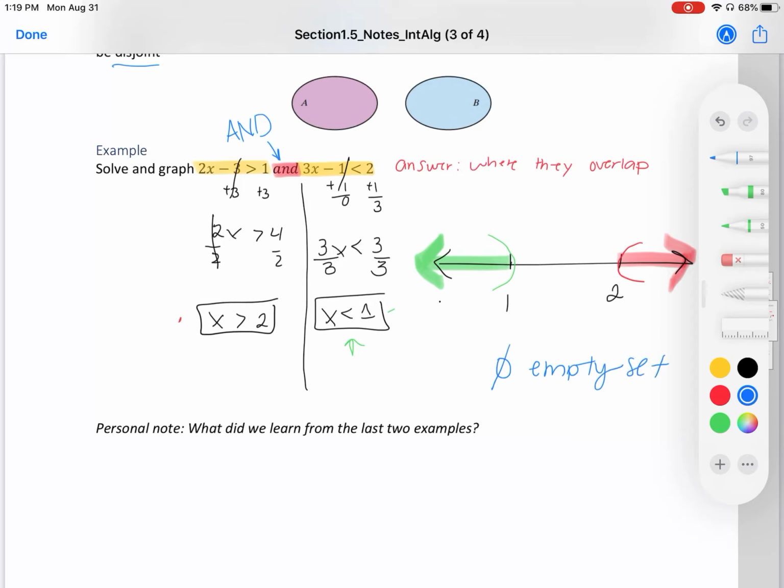I want to quickly note the way our problem was presented with the and in between does not indicate that it was going to be an empty set. The and tells us that we want the answer where they overlap. The question can be given as two separate inequalities or as a compound. Both are okay.